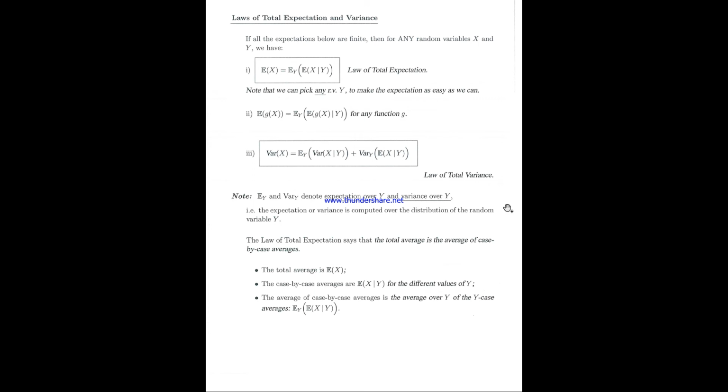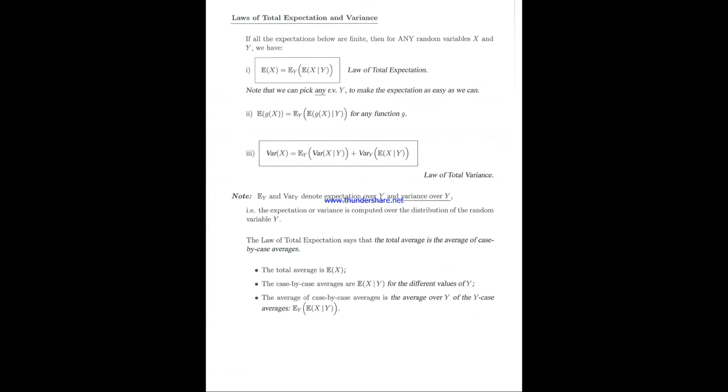So this is the law of total variance, and the E_Y and the Var_Y are the expectation over y and the variance over y. We can say when we are given functions of y, we can easily calculate the expectation or the variance over the distribution of the random variable y.